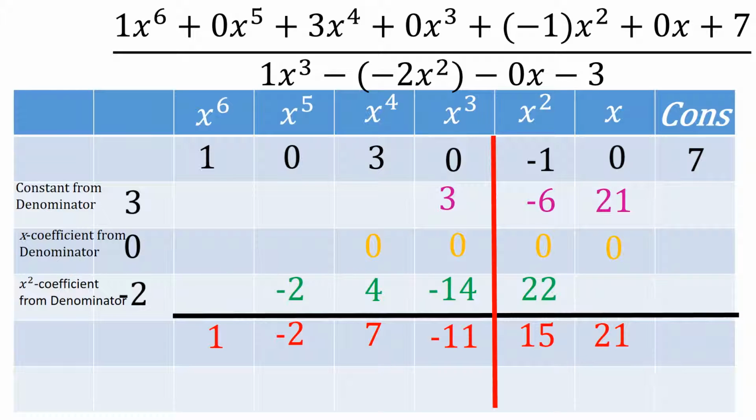We have one more multiplication to complete, and that again starts with the constant from the denominator this time. 3 times -11, and we put the result where the purple arrow indicates, and that is -33. And then we add the numbers in the constant column, and that's 7 plus -33, and that is -26.